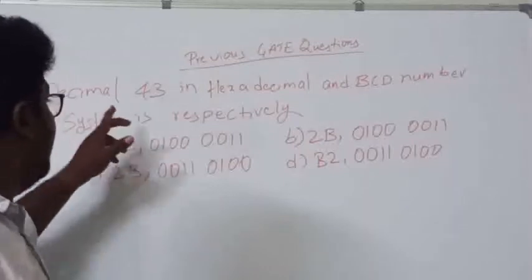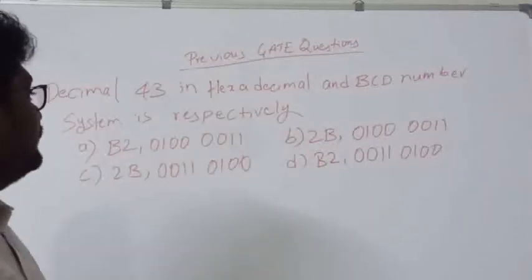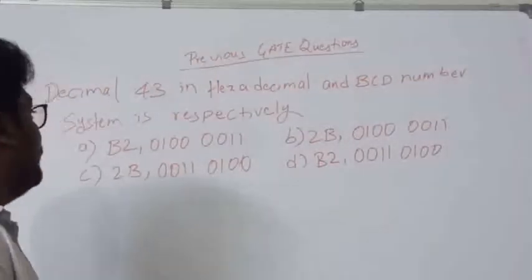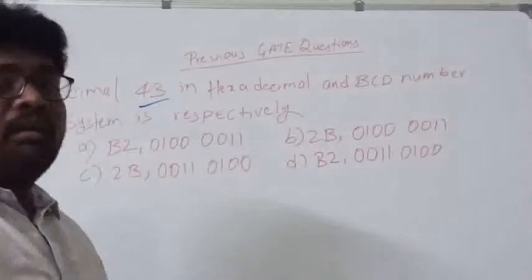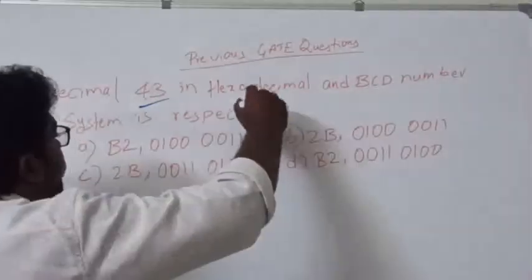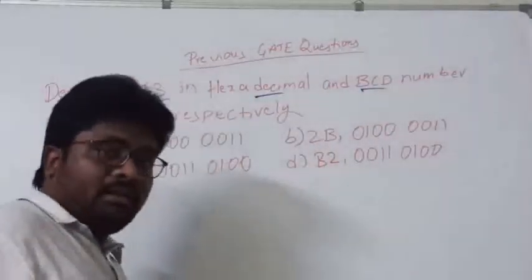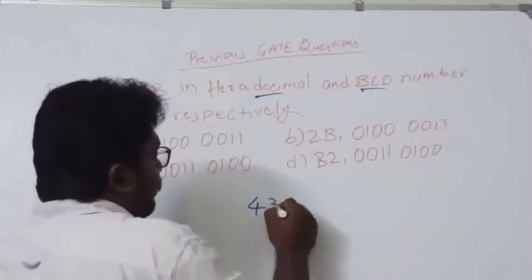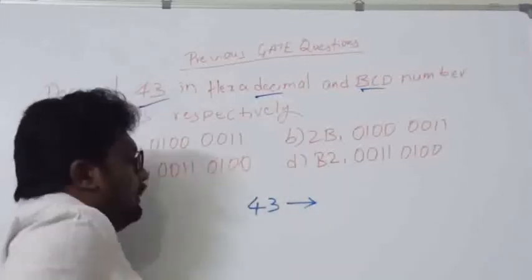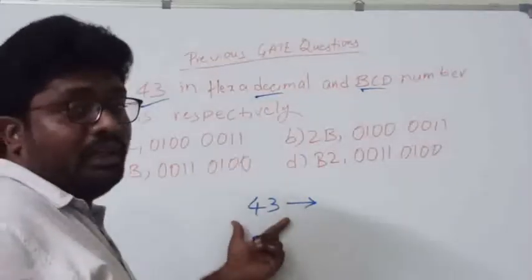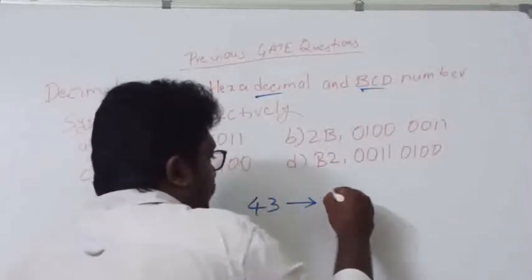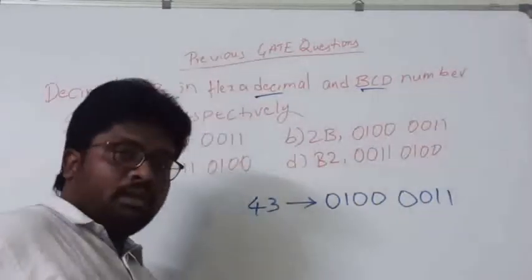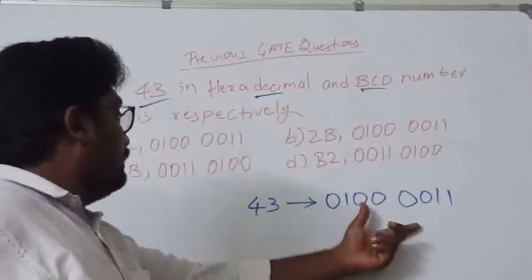Our next question is: the decimal 43 in hexadecimal and BCD number system is respectively. So here we are given a decimal number 43 and we need to represent it in hexadecimal and BCD. As we are already familiar with BCD, the 43 in BCD will be represented as 01000011.